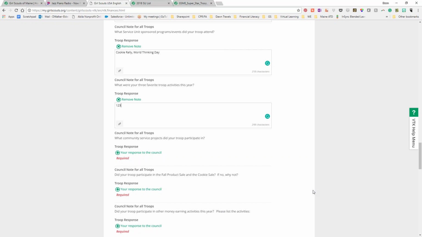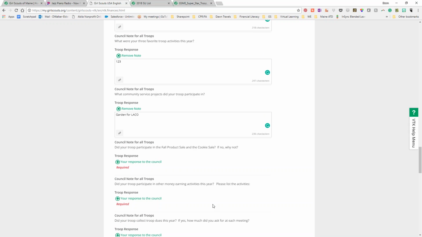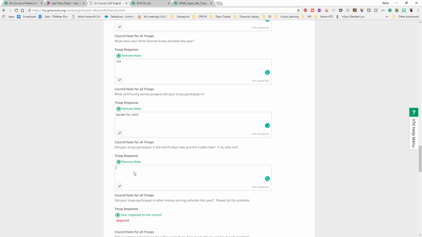Right, and that's a really good point, because we want troops to be girl-led, if you can have your girls help you fill out this form at the end of the year so you can hear their thoughts too, because they may have very different ideas about their favorite troop activities this year than what you have. So I think it is important to tie the girls in and have them help you answer this. It's a nice way to help them remember what they did too.